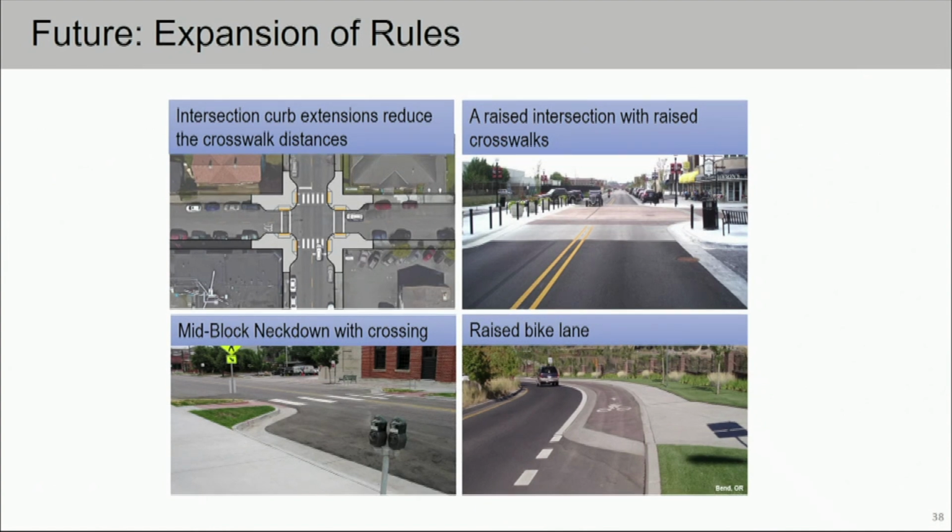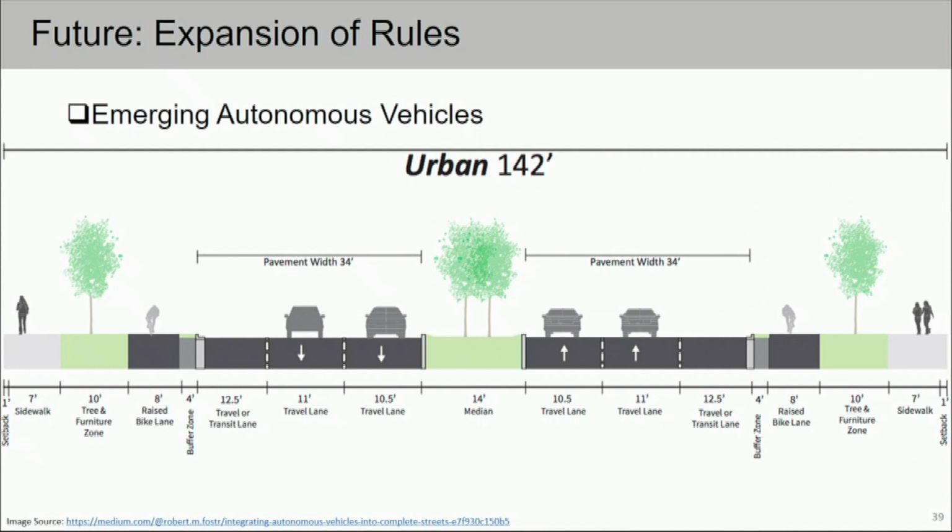And last, for the future, these rules can be expanded. There are only 120 elements that are available. There are another 50 variations on complete street rules that can be added. So here are some examples. For example, you can have curb extensions to reduce crosswalk distances, or raised intersections with raised crosswalks, mid-block neck down, or raised bike lane. So these are real-world examples of complete streets that could be modeled.